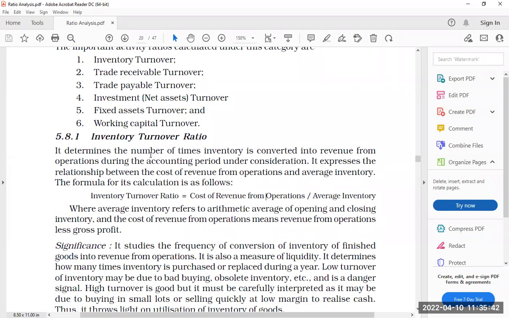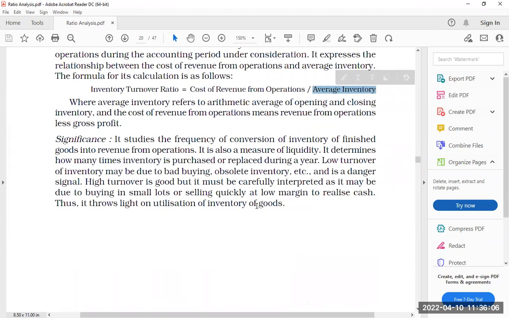Right. So inventory turnover ratio is nothing but the relationship between sales and inventory. Inventory means average inventory. What is average inventory? Every day inventory value will change. Purchase is there, sales is there, so every day it will change. So we take average inventory. Opening stock plus closing stock divided by 2 is equal to average inventory. Okay. So if you take this, that is called inventory turnover ratio.